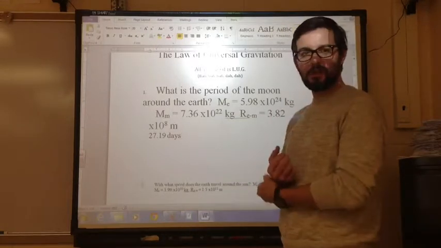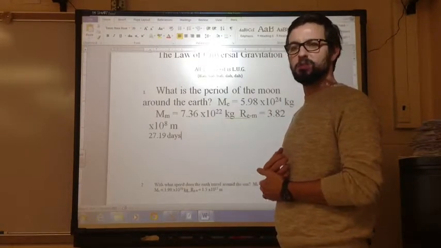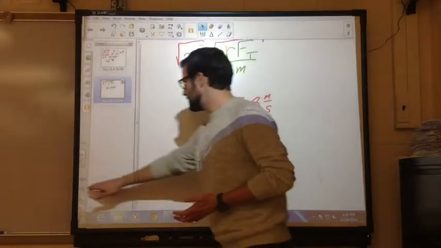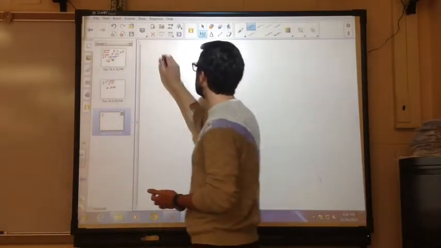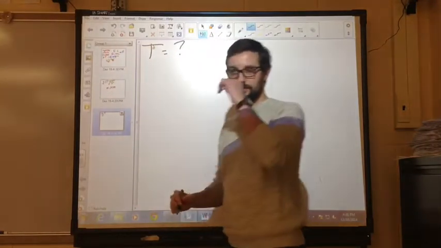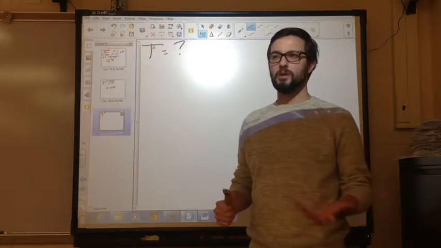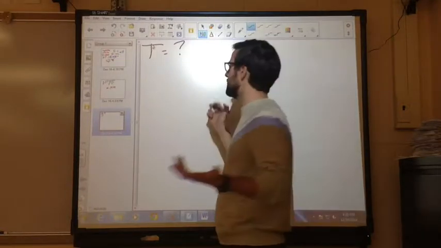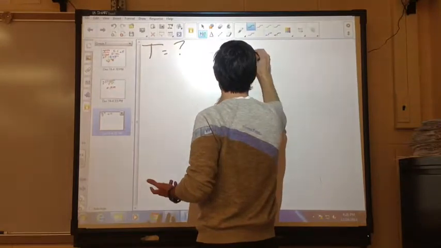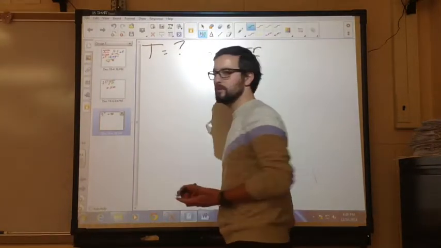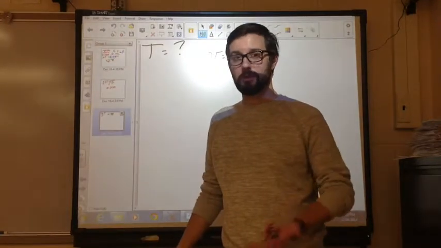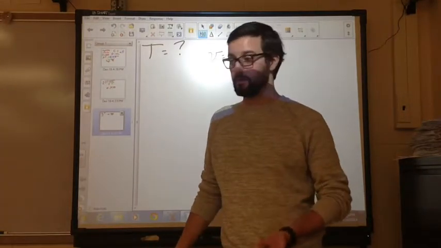So this is a kind of tough question here. Let's start with what we know. We are looking to find the period of the moon's revolution, so that's our unknown. You could think to yourself, okay, where is period used? How is period defined? Period pops up in the equation v equals 2 pi r divided by t, where the speed of an object traveling in a circle is equal to the circumference divided by the period, the amount of time it takes for one revolution.